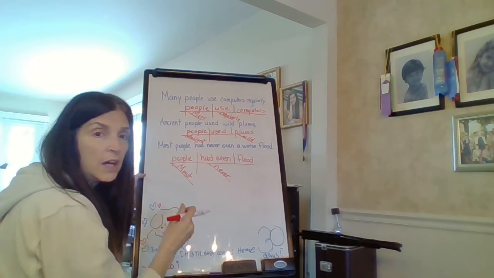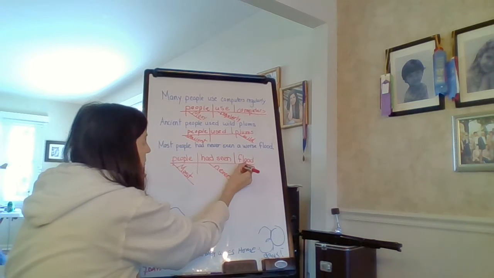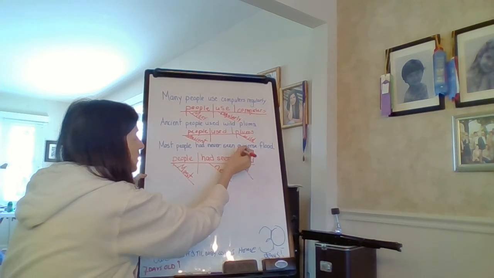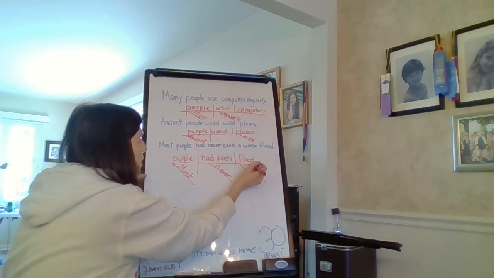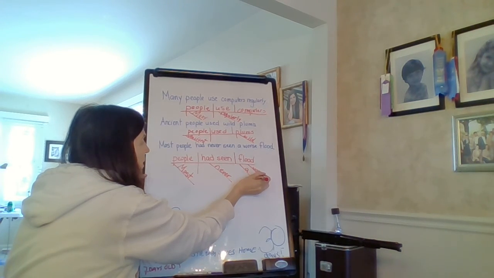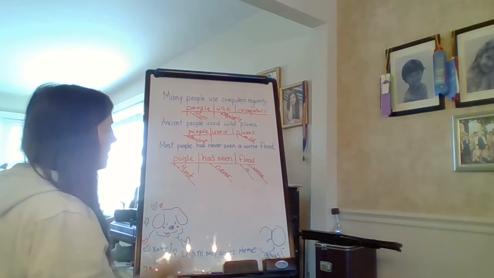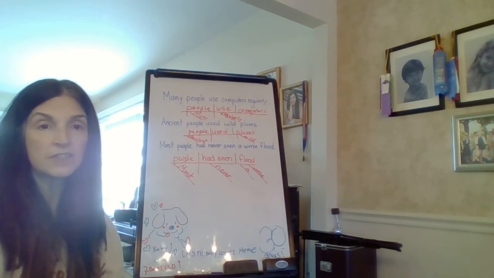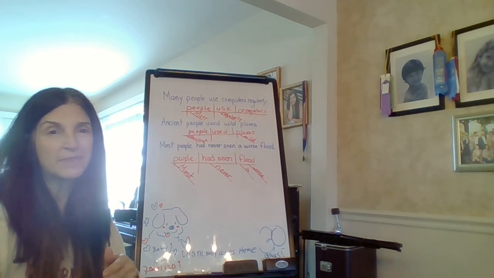What type of flood? A worse flood. So we start with a because it was the first word in the sentence there. And then worse because it was the second word describing flood. And this completes the adjectives and adverbs sentences.